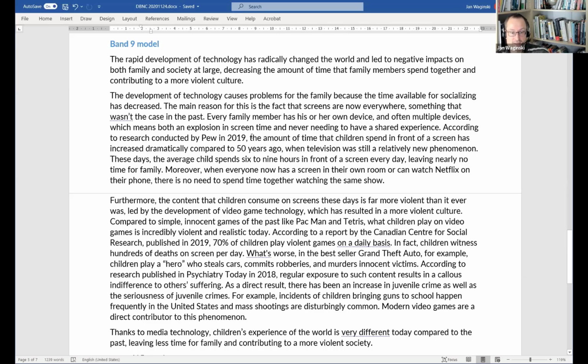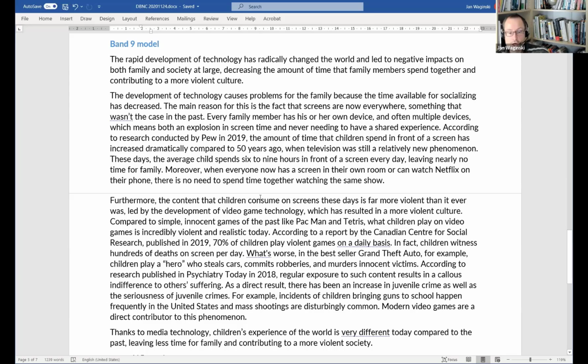According to research conducted by Pew in 2019, the amount of time that children spend in front of a screen has increased dramatically compared to 50 years ago, when television was still a relatively new phenomenon. These days, the average child spends 6 to 9 hours in front of a screen every day, leaving nearly no time for family. Moreover, when everyone now has a screen in their own room or can watch Netflix on their phone, there is no need to spend time together watching the same show.